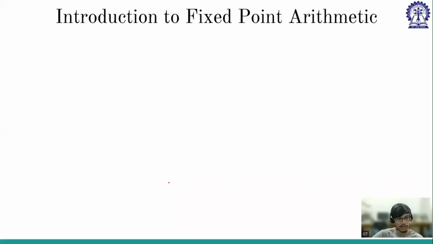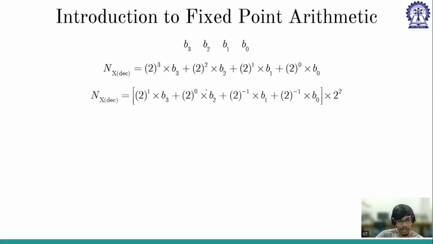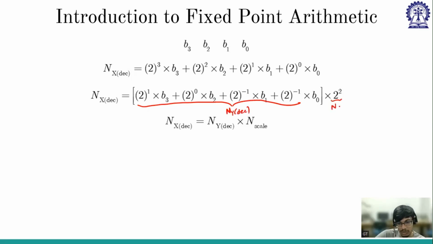I'll also quickly describe. Assume there is a 4-bit number. What is its NX decimal value? 2 cube into B3, 2 square into B2, 2 to the power 1 into B1, and 2 to the power 0 into B0. This is 4 bits, so n minus 1. Now, what if I take 2 square common and represent this? I am calling this NY decimal, and I am calling this N scale. I'm just taking 2 square common.